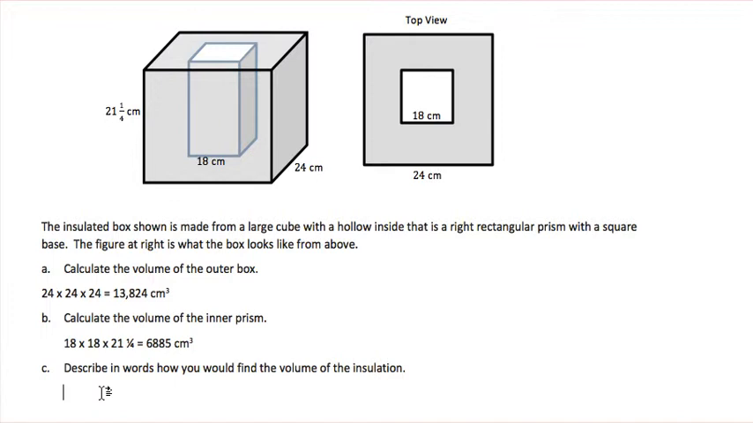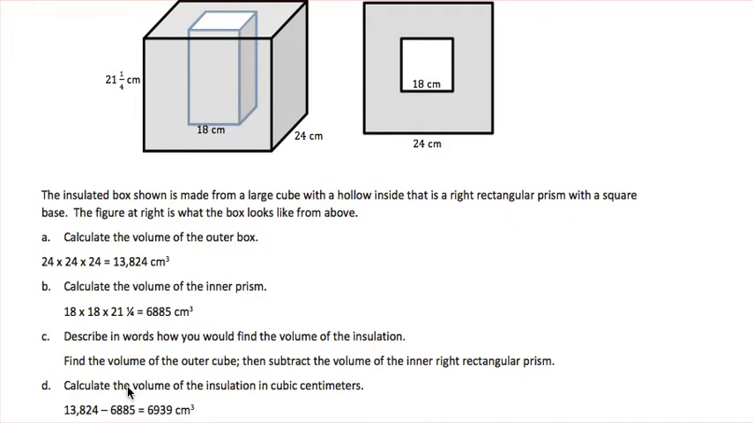Now we describe in words how we find the volume of the insulation. Well, we find the volume of the outer cube and then subtract the volume of the inner right rectangular prism, which is what we've already done quite a bit of work for. Okay, we're asked to calculate the volume of the insulation in cubic centimeters. We have 13,824 minus 6,885, and that gives us 6,939 cubic centimeters.